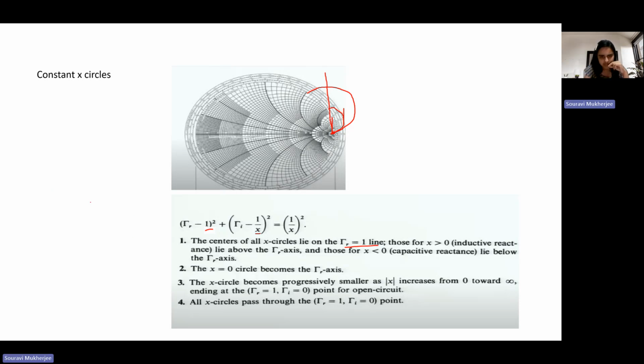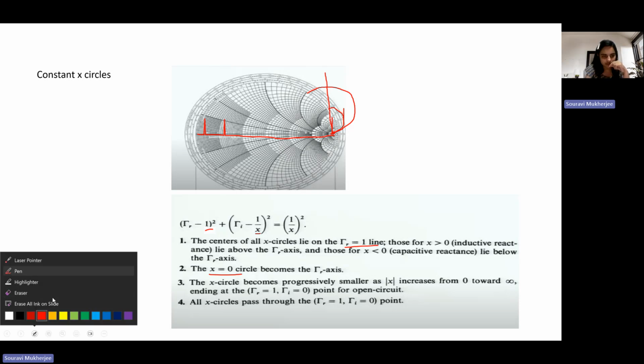Okay. Now the x equal to 0 circle is just the tau r axis, right? What does this mean? X equal to 0 means it's a purely resistive load, which is this line basically, right? And all x circles pass through this point, the open circuit point. Okay, so these are the basic characteristics of your constant x circles.